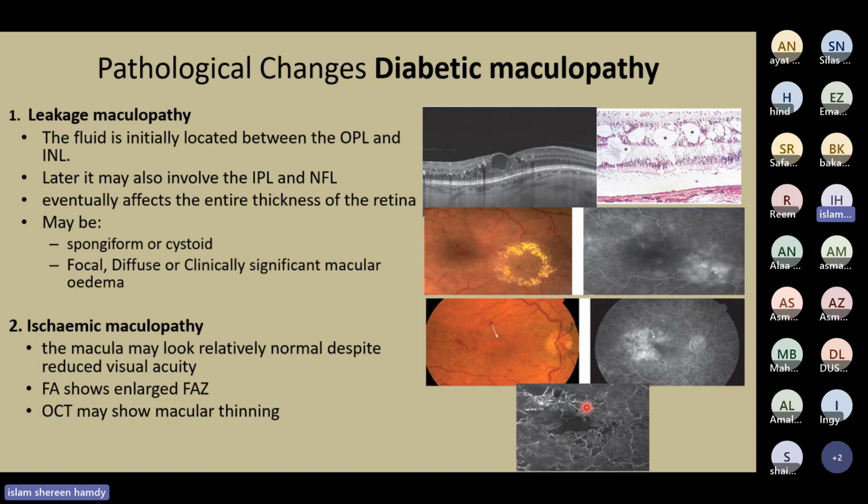Ischemic maculopathy is characterized by atrophy of the retina, thinning out of the retina, and by fluorescein you have an enlargement and irregularity of the foveal avascular zone.